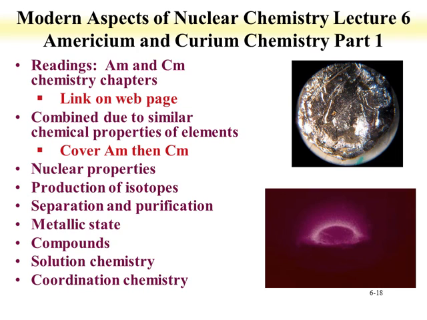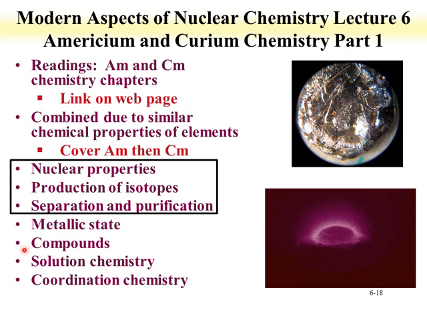This completes the first part of Lecture 6, the chemistry of americium and curium, where this lecture focused on the americium nuclear properties, production of americium isotopes, and separation and purification of americium. Part 2 will cover metallic state, compound solution chemistry, coordination chemistry of americium, and then repeat all these lecture topics for curium. Please proceed to Part 2.